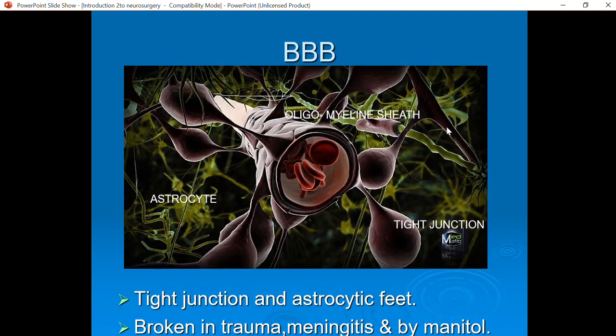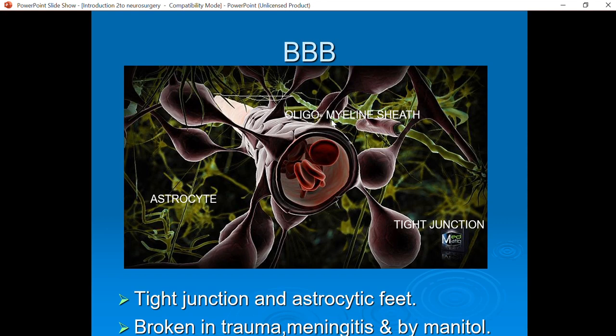This is just to show that the blood-brain barrier, which is broken in head injury and certain diseases like infections and even tumors, is formed mainly by the endothelial tight junctions in the cerebral capillaries and strengthened by the astrocytic processes. And this is to prevent the toxic material from passing from the capillaries to the sensitive neuronal cells.